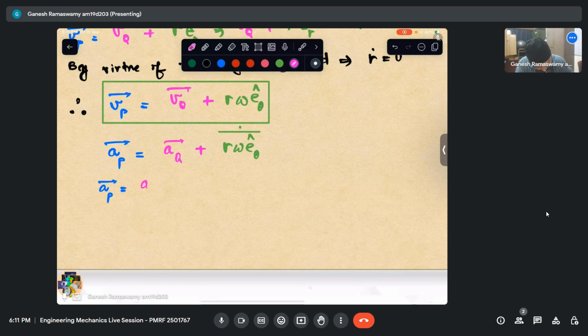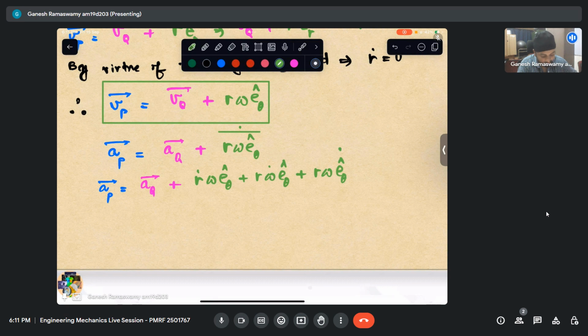So it will be a_Q, acceleration of Q, plus r dot omega e theta cap plus r, I'm just differentiating one at a time, keeping the other two constant using the product rule of differentiation. So this is omega dot e theta cap plus r omega e theta cap dot.